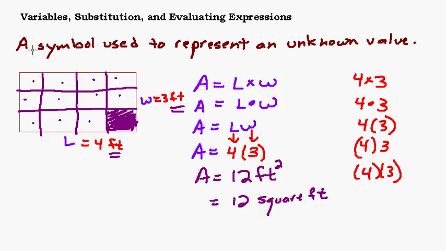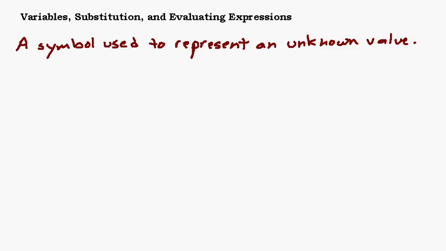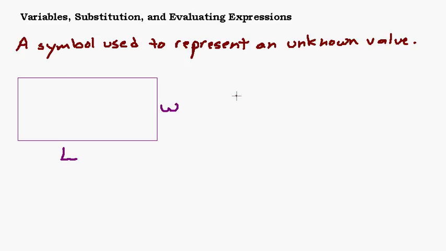Alright, let's try a different expression. We could do our rectangle again. Do something else with our rectangle. Let's stick with the length and the width. I got L for length and W for width. Another characteristic of a rectangle is something called the perimeter. And the perimeter of the rectangle is the distance around.